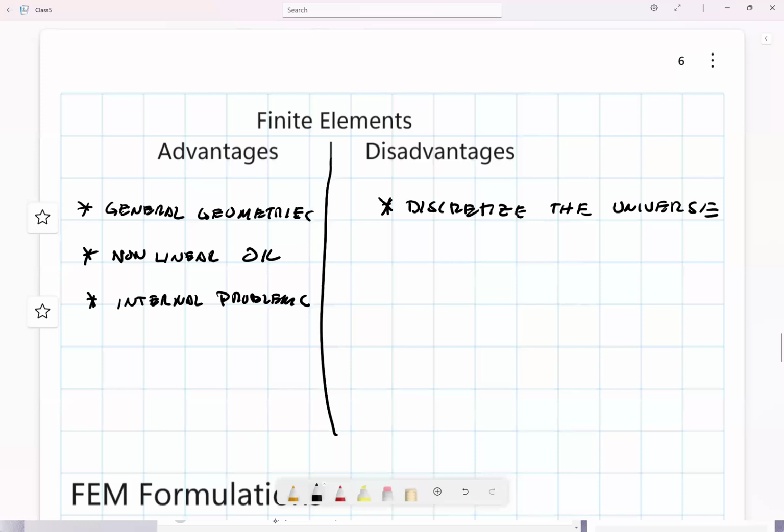I see. So discretize the universe. You need to do the whole thing for an external problem. So it's great for internal problems. If you have nearby boundaries, that's what you can do. That's the best for it. If not, you need to discretize the universe.